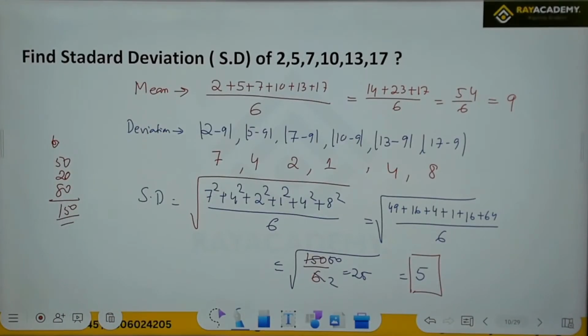Okay, so we got the standard deviation. If you go by the formula it looks a bit complicated, but if you know how to calculate it, there is nothing difficult. First find the mean, then find the deviations for each data point, then square them and add, find the average, then take the square root. That is called standard deviation.